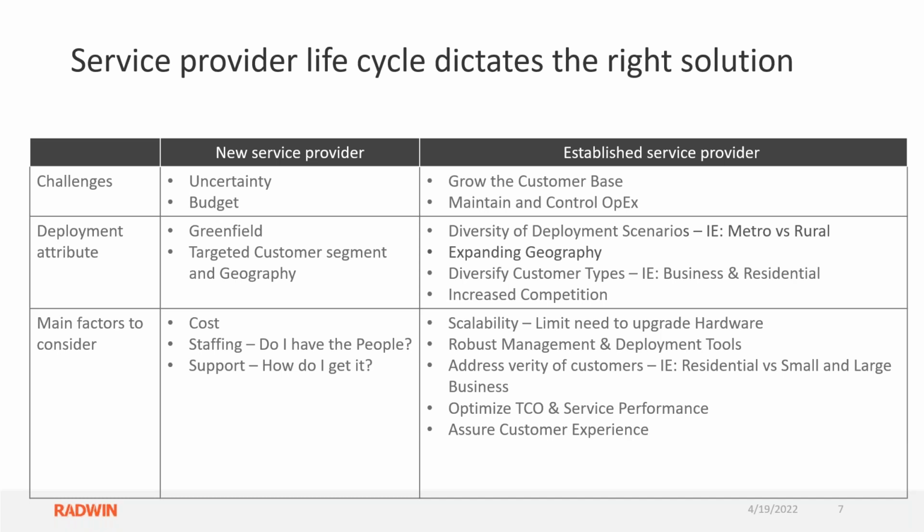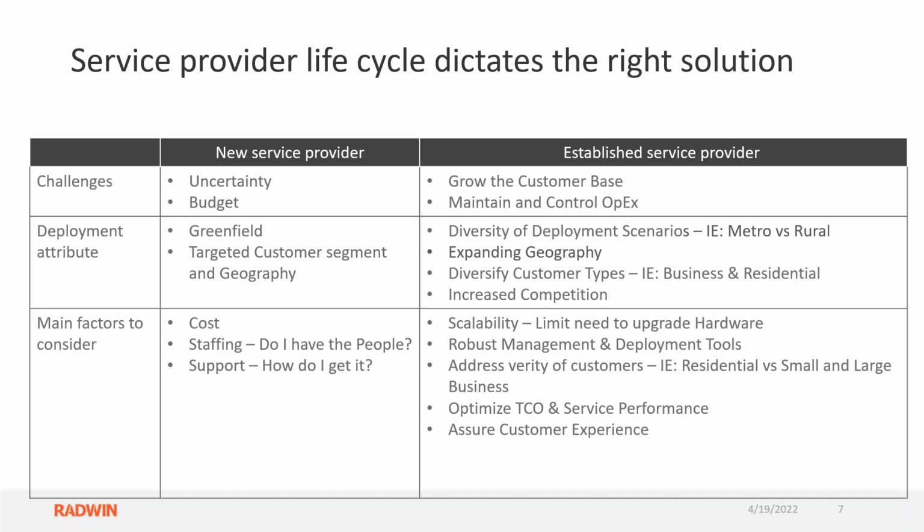Main factors, again, for new service providers: everything comes down to cost. The cheaper the better. Staffing: is the small service provider going to have the people they need in order to grow that business? They need people to take orders, people to go out and do the installs, people to provide support, for example. And then how do I get support for the products I'm buying? If I'm having a problem with a product that I'm buying from a manufacturer, who do I call? Who do I contact? Where do I get my help, and how do I get it?